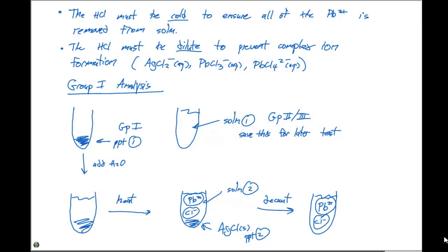This is where we have our confirmation step. And in our confirmation step, we would like the confirmation to be a really bold, vibrant color. So if I have lead 2 plus in solution and add potassium dichromate, which is K2Cr2O7, what we find is that we get a lead chromate, or PbCrO4 solid that is going to form. This solid is bright yellow.